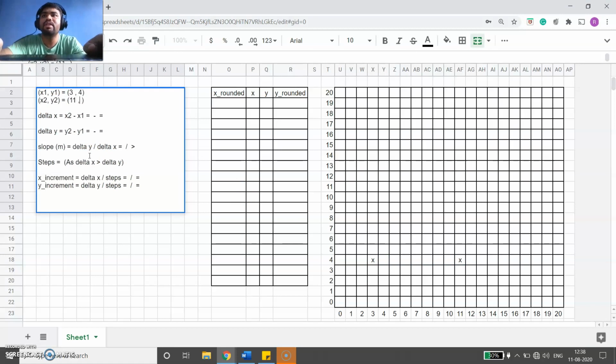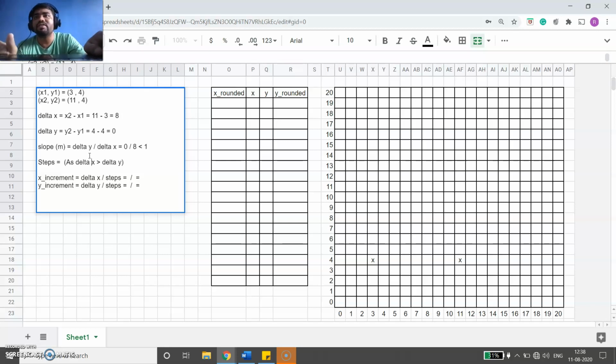So x2 minus x1 would be 11 minus 3, which comes to 8. For y2 minus y1, it is just 4 minus 4, which is 0. So obviously there's no y inclination to this line. Now delta y by delta x is 0 divided by 8, so you can see that this is less than 1.